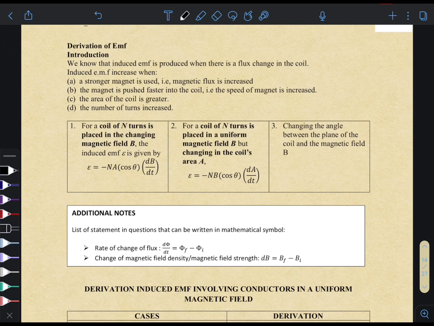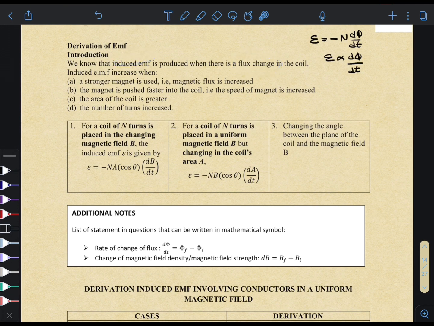So as we know, EMF is induced when there is a flux change in the coil, or mathematically, based on what Faraday and also Lenz concluded, EMF is equal to negative dΦ over dt, where Faraday stated that the EMF that we induce is directly proportional to the rate of change of the magnetic flux. Okay, so every time there is a change in the magnetic flux, you can induce EMF.